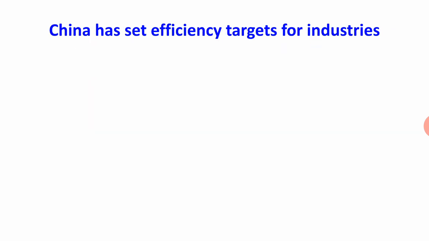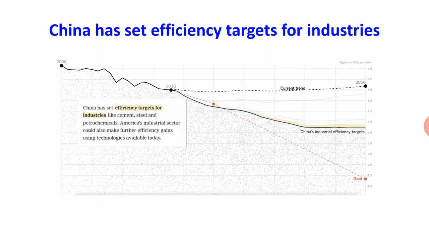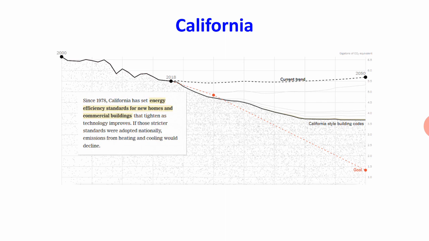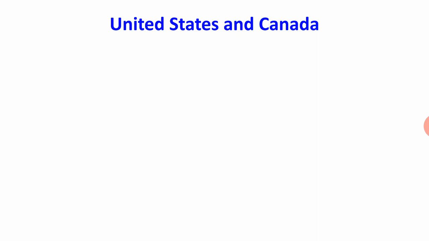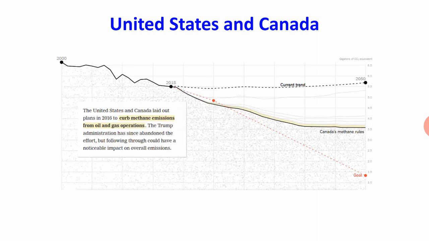China has set efficiency targets for its industries. They are also implementing carbon taxes, and they have given only certain permits, not beyond that, so that a certain amount of carbon emissions is also reduced from China. Then California also has its own implementation to reduce the carbon. Can you see that from the top to the current trend, it is decreasing, with California-style binding codes. And then the United States and Canada are also trying to reduce it. So they are implementing their own kind of emissions controls.